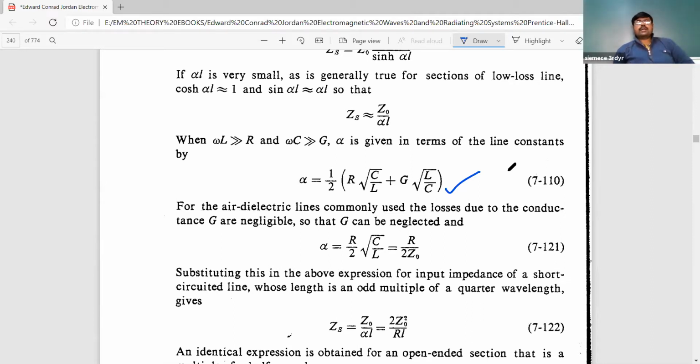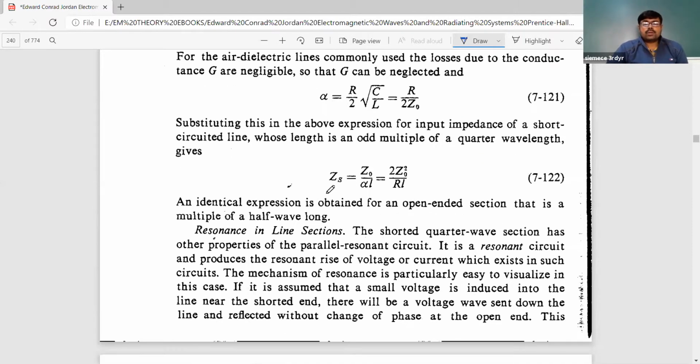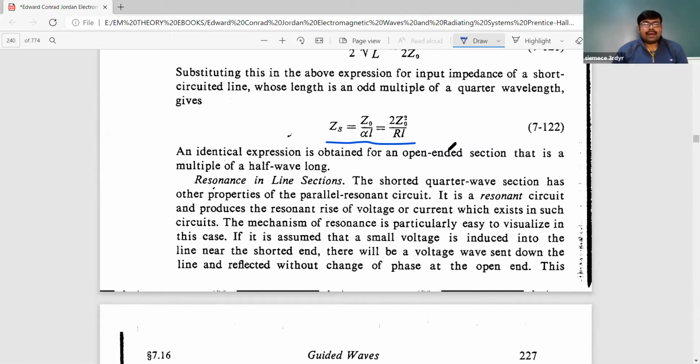Substituting this in the above expression for the input impedance of a short circuited line whose length is an odd multiple of a quarter wavelength gives Zs equals Z naught by alpha L equals twice Z naught square by RL. That is equation number 7111. So Zs equals Z naught by alpha L equals twice Z naught square by RL.